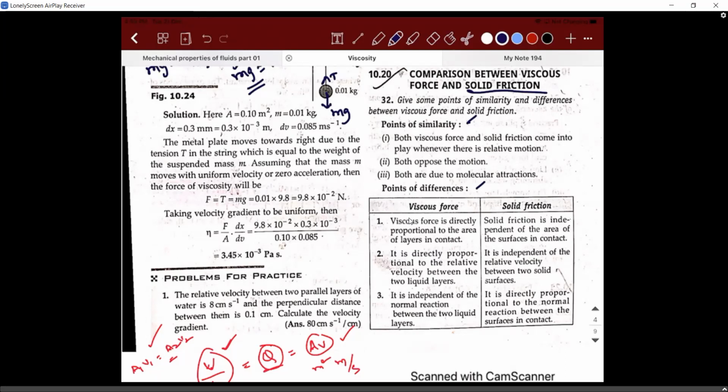Viscosity also depends on the nature of the liquid that you're using, with again the chemistry that is going to come into picture. Then, what are the points of differences? First, viscous force is directly proportional to the area of contact of layers, whereas solid friction doesn't depend on the area of contact. It doesn't depend at all.